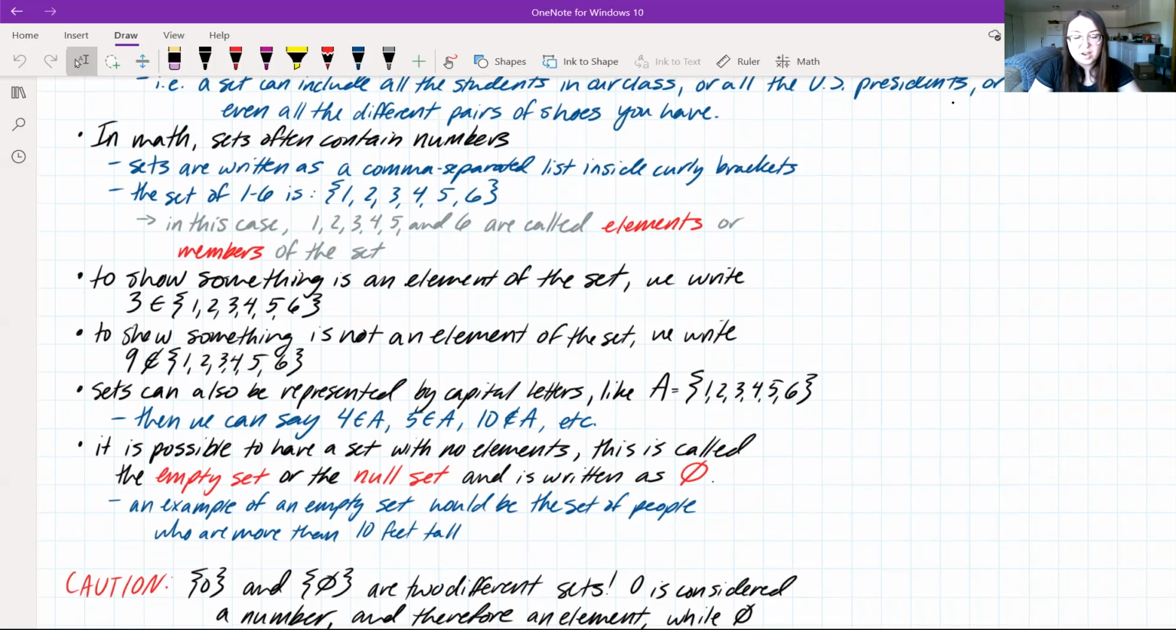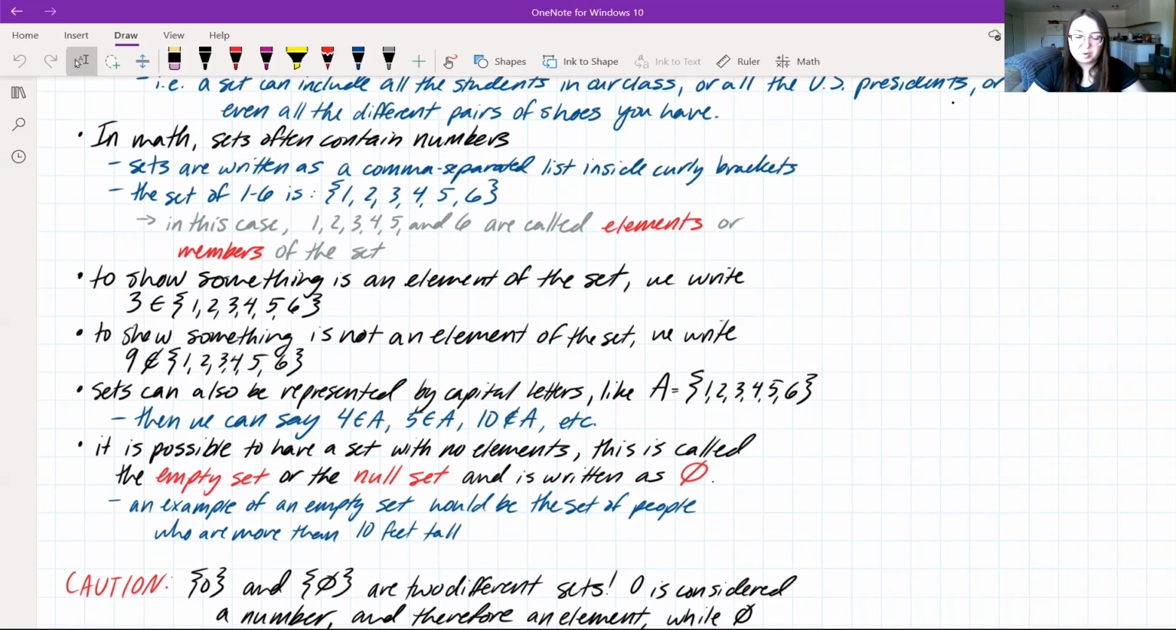To show that something is not an element of the set, it's the same symbol with a dash through it. The symbol looks like a C with a line in between, or you can even think of it as a really funny looking capital E. In this case, we would say that 9 is not in the set of 1 through 6, because 9 is not within the curly brackets or in our set. So we have 9, and then our symbol of "in" with a dash through it. So 9 is not in the set of 1 through 6.